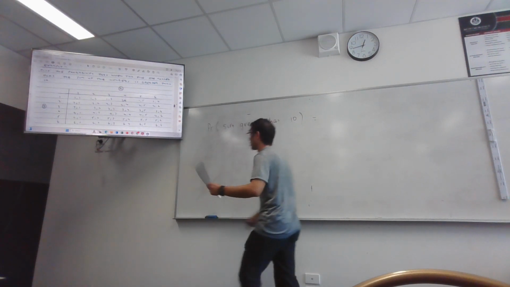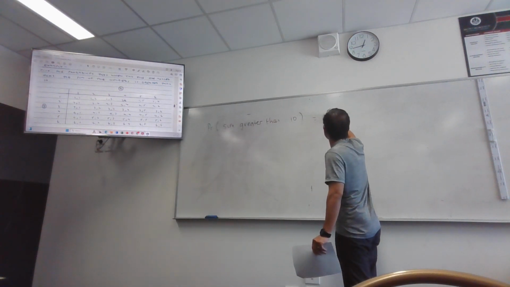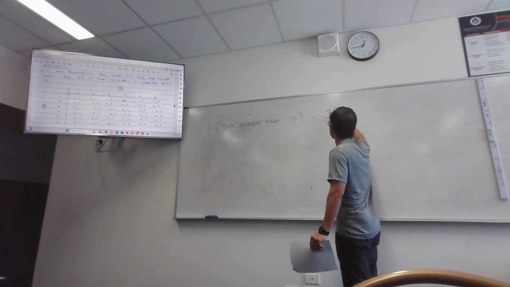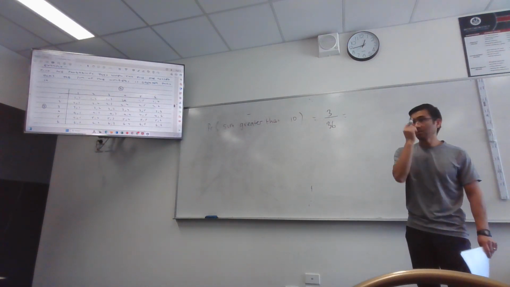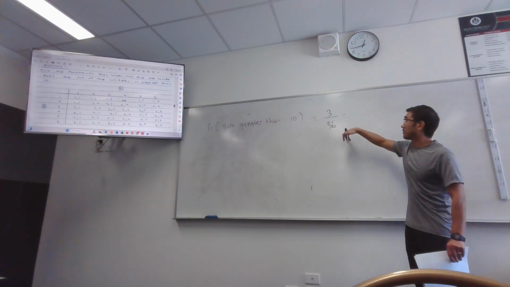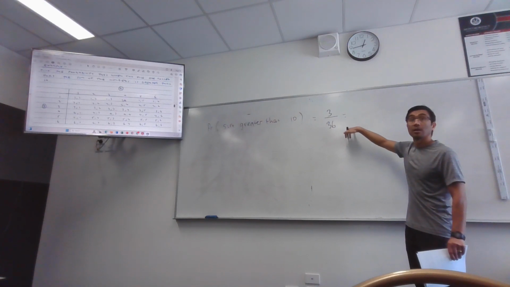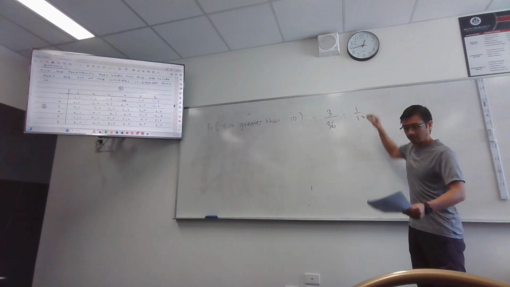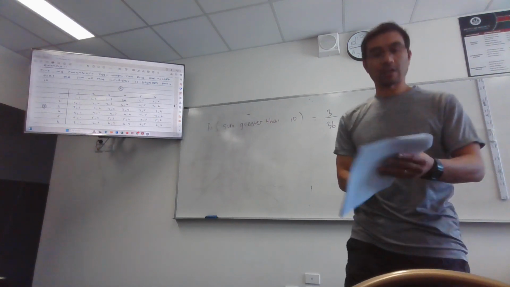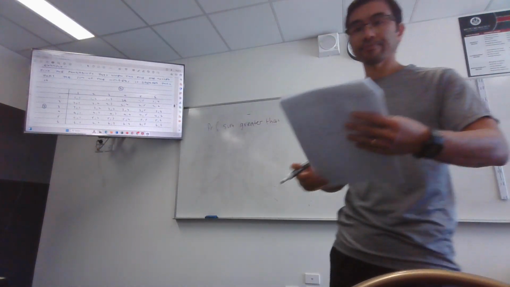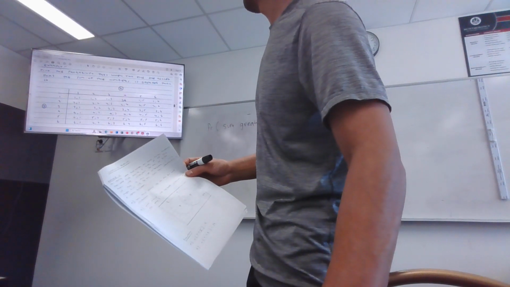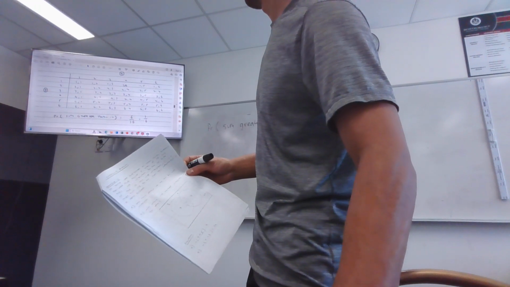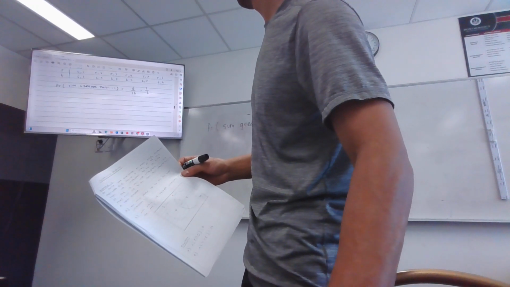I'm going to have to put a correction on my notes. 3 out of 36. 3 out of 36 is what? 1 out of 12. Okay. Make that correction later. Any questions with that? So that's all wrong in there. Fix that up.